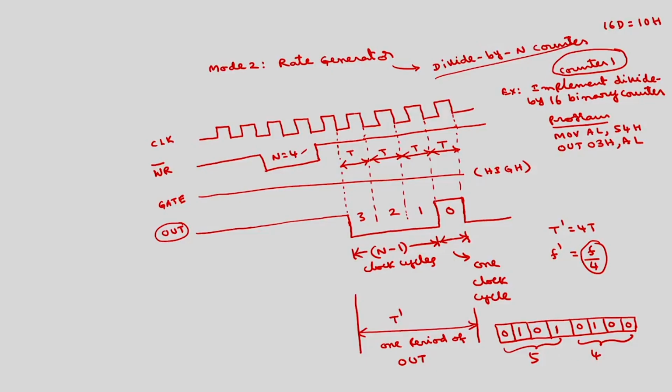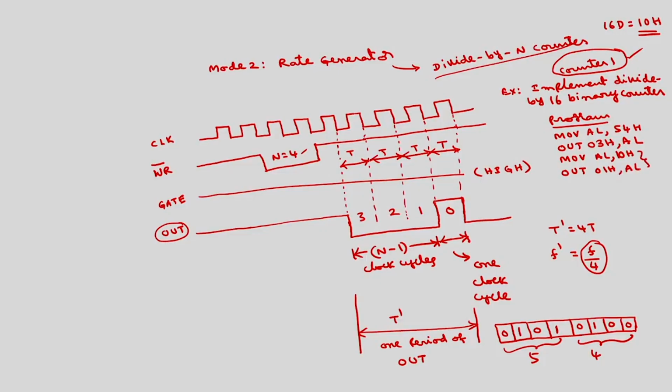Now the count has to be loaded. Count will be 10H because I want to operate as a divide by 16 counter. Move AL comma 10H, out, because we are going to use counter 1 whose address is 01H, comma AL.